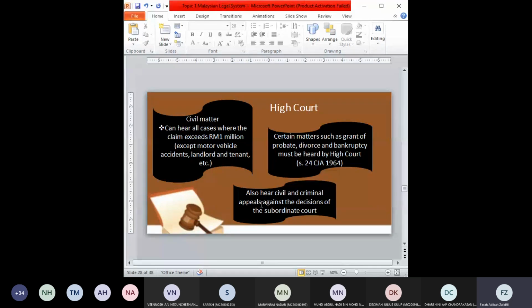Oh, one more. The High Court also has jurisdiction to hear criminal and civil appeals against the decisions of the subordinate courts. In Malaysia, each case can be tried three times. So when you have heard the case for the first time in the Magistrate Court, for example, and you don't agree with the decision of the judge, what you can do is appeal.